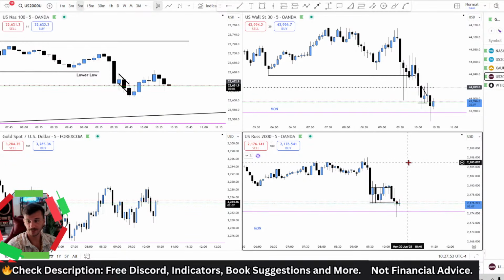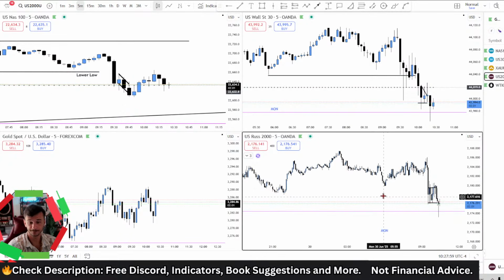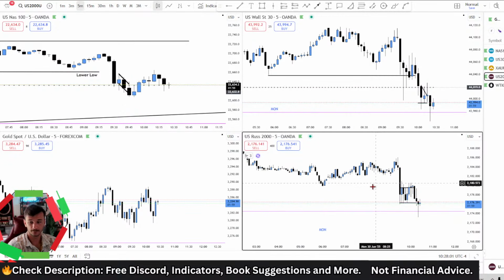All right, we're approaching 10:30. Still sitting at consolidation, making me pretty worried about executing again. Not a lot of momentum.